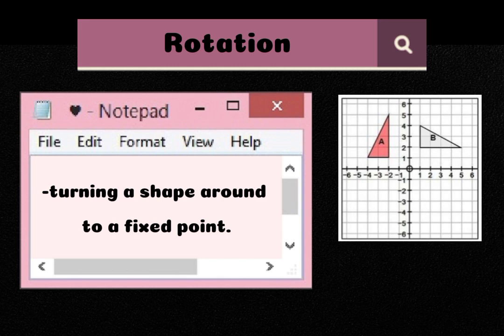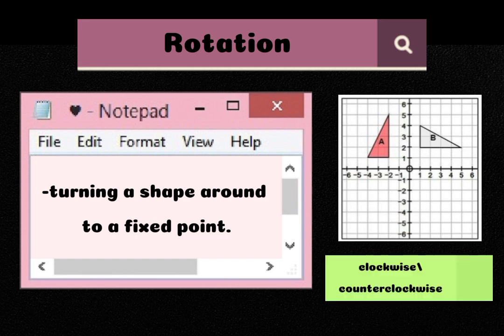A rotation is a transformation that turns a shape or object around a fixed point, called the center of rotation. The rotation can be specified by the angle and direction of the turn. It could be clockwise or counterclockwise.